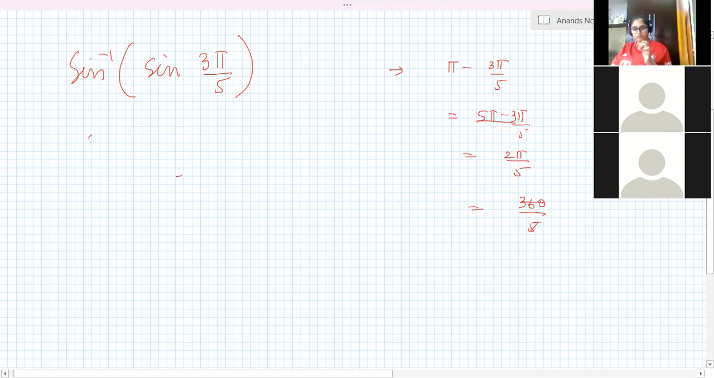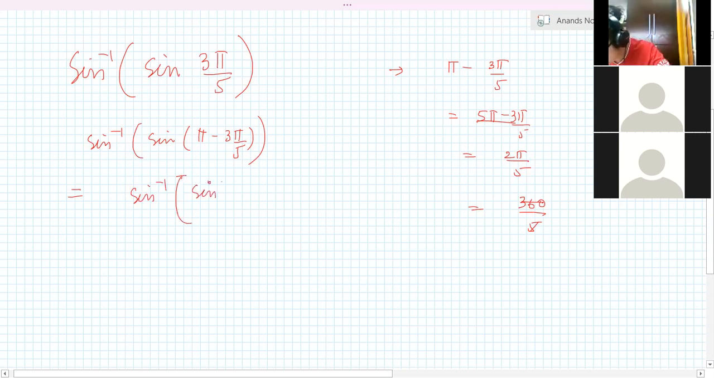So write this as sine inverse of sine of 180 minus 3 pi by 5. That means you get sine inverse of sine of 2 pi by 5, equal to 2 pi by 5.